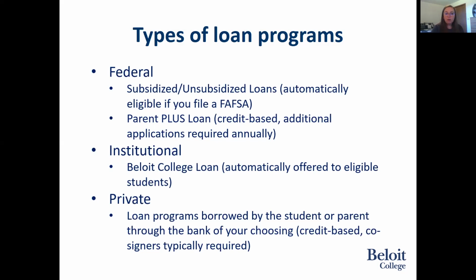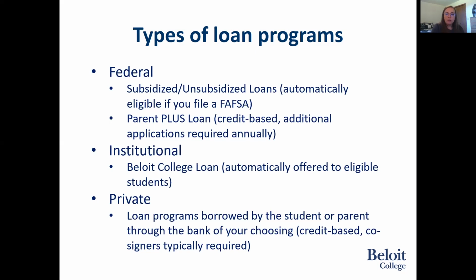And then there's also a federal Parent PLUS loan. PLUS stands for Parent Loan for Undergraduate Students. And so that is a federal loan that a parent would borrow on behalf of their student's educational costs. So the borrower is the parent and the parent alone. It's not in the student's name at all. Whereas those subsidized and unsubsidized loans are in the student's name alone.